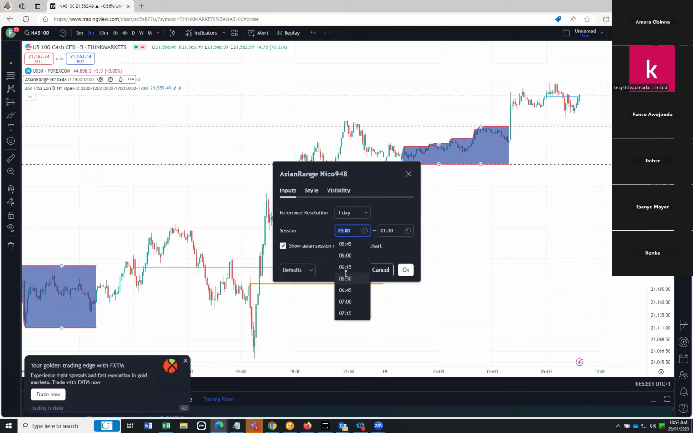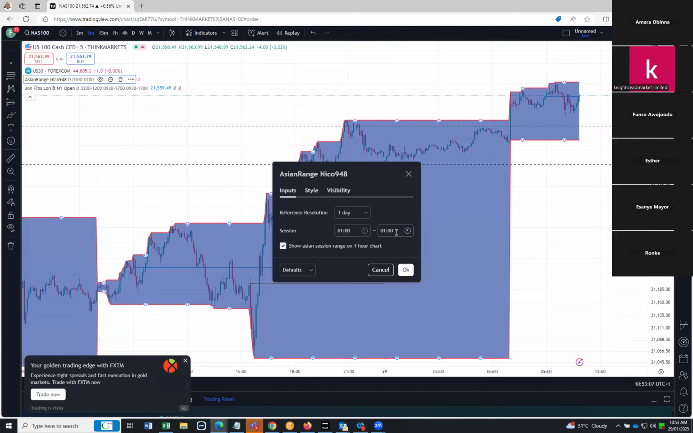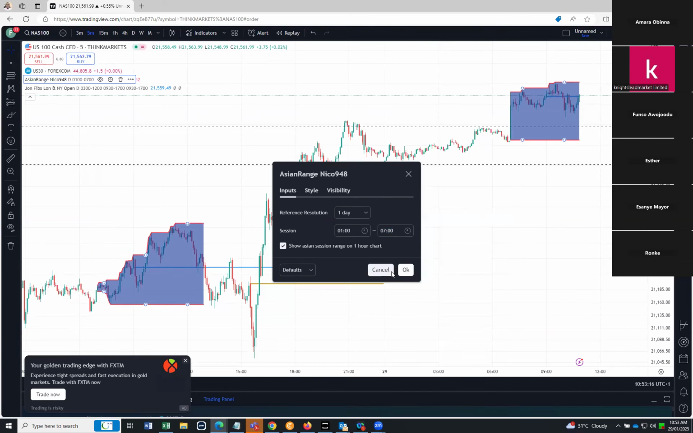Section now, what will I put there? That's what I'm telling you. So put 1 to 7. 01 to 7 or 13 to 7? So 01 to 7. That's 1 o'clock to 7 o'clock.